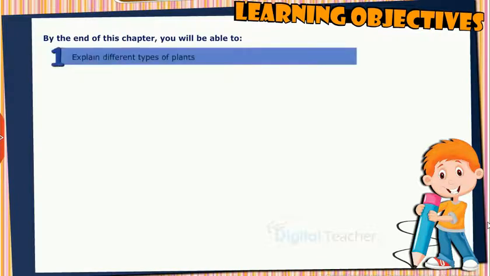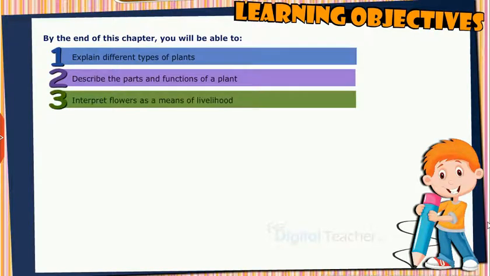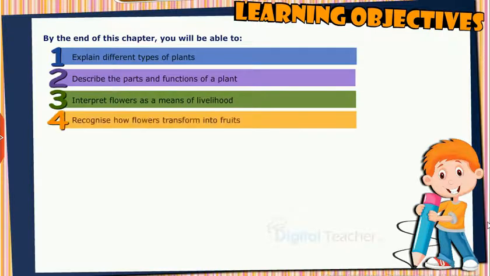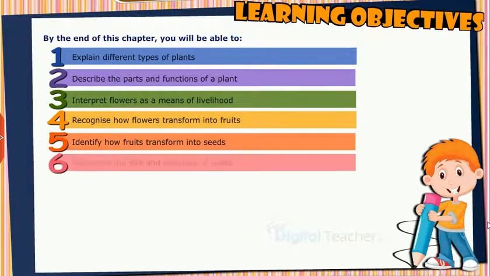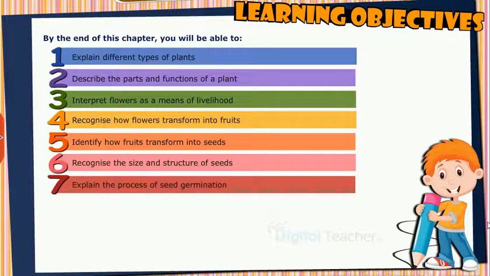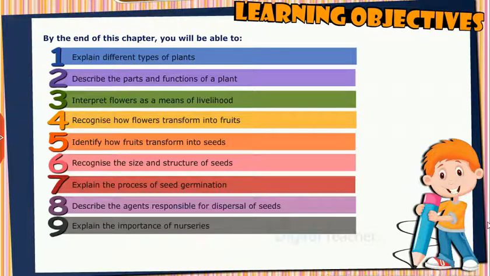Learning objectives. By the end of this chapter, you will be able to explain different types of plants, describe the parts and functions of a plant, interpret flowers as a means of livelihood, recognize how flowers transform into fruits, identify how fruits transform into seeds, recognize the size and structure of seeds, explain the process of seed germination, describe the agents responsible for dispersal of seeds, explain the importance of nurseries.